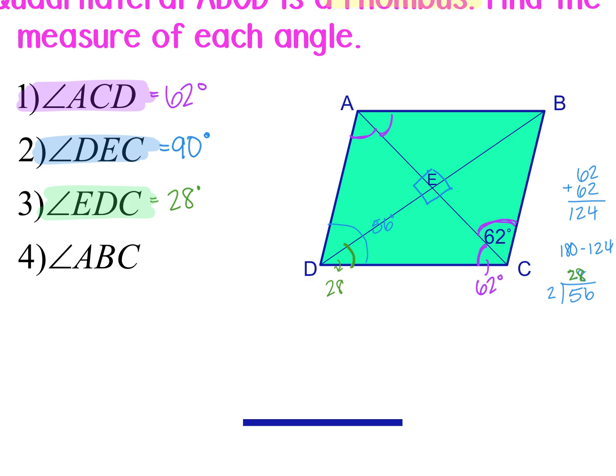If I have 28, 62, and 90, if I add them, 90 plus 28 plus 62. If I add these two, that's also going to give me 90. And 90 plus 90 is going to give me 180. So that does work. Yes. I like that you saw that.